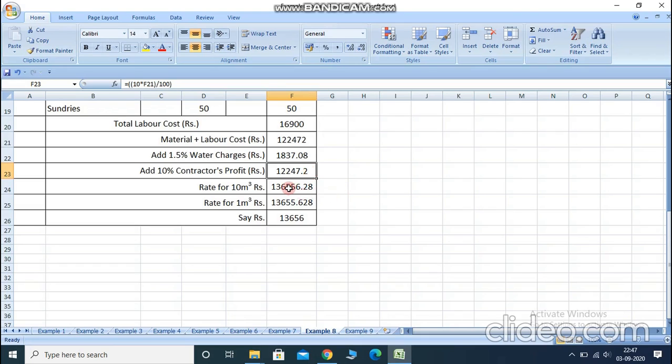So the rate for 10 meter cube is the summation of all these three values, which is 1,36,556.28 rupees. For 1 meter cube, the rate is this value divided by 10. So we got 13,655 rupees 62 paisa. The rounded up figure is 13,656 rupees for 1 meter cube RCC work of ratio 1:1.5:3. Here we complete the example.